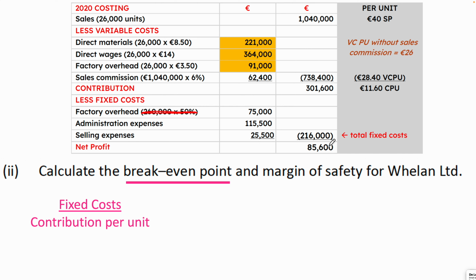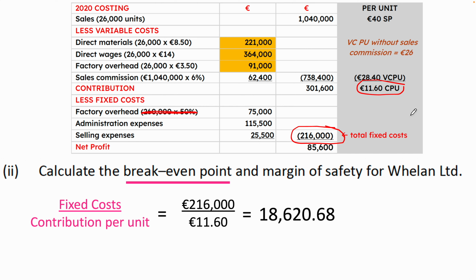So my fixed costs are here, €216,000, divided by contribution per unit, which is €11.60, and that gives you 18,620.68 units. Now we cannot sell 0.68 of a unit, so we will have to round up, so it'll be 18,621 units. So that is the break-even point.